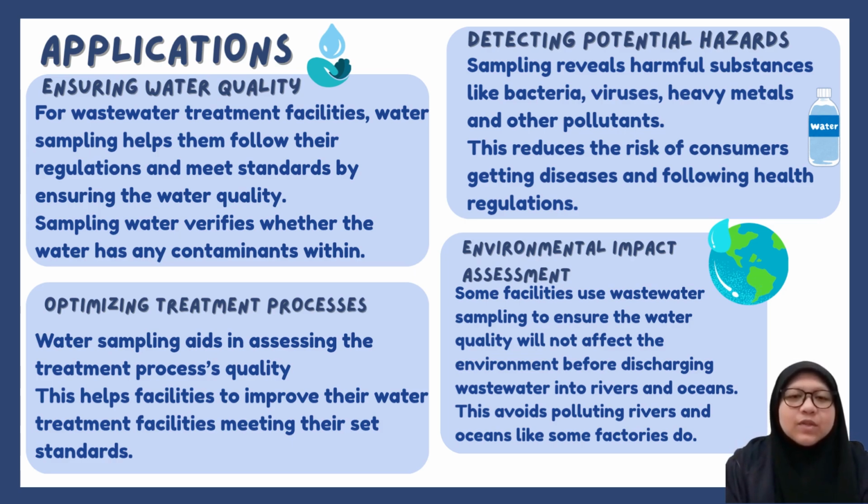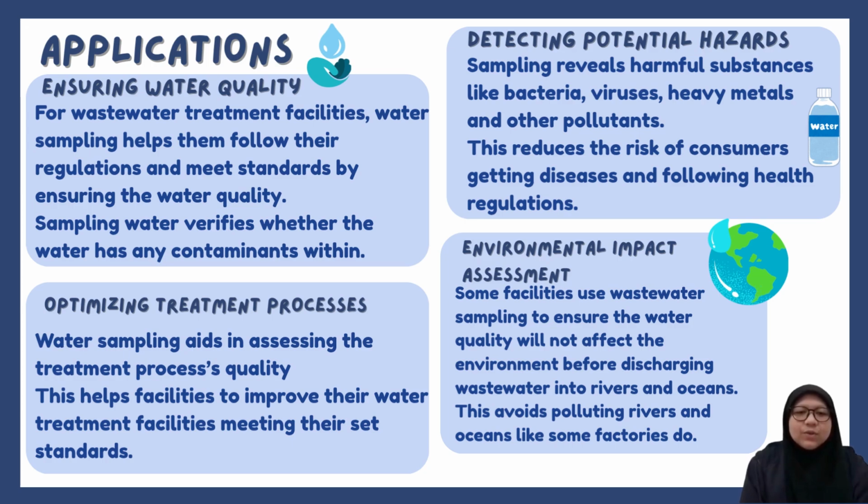Sampling reveals harmful substances like bacteria, viruses, heavy metals, and other pollutants. This reduces the risk of consumers getting diseases and helps in following health regulations. Third is to optimize treatment processes. Water sampling aids in assessing the quality of the treatment processes, which helps facilities to improve their water treatment and meet their set standards. Last but not least, environmental impact assessment.